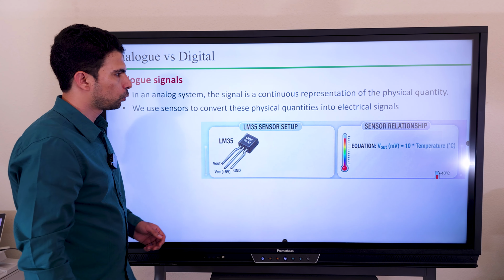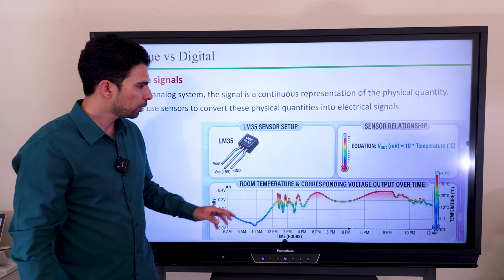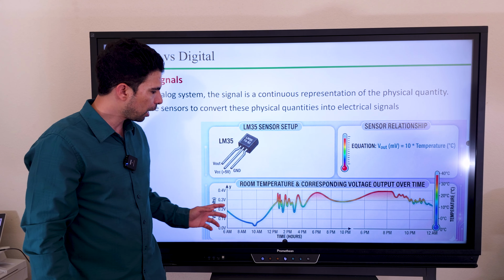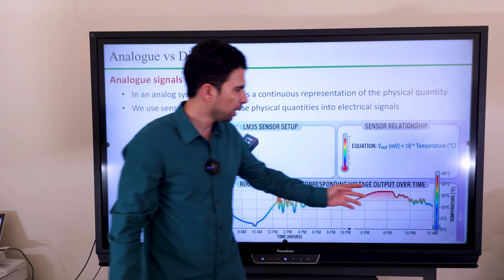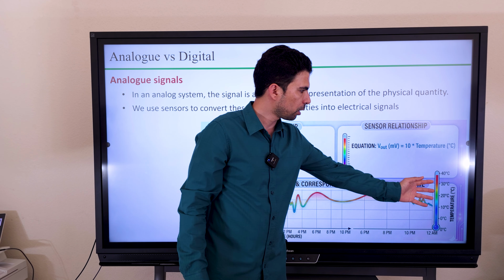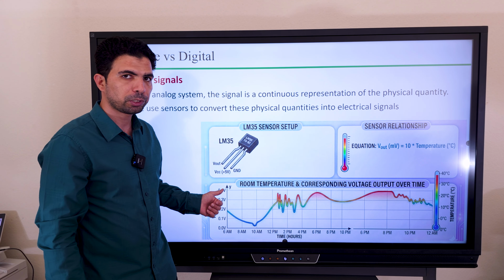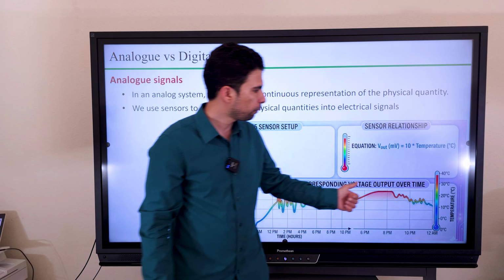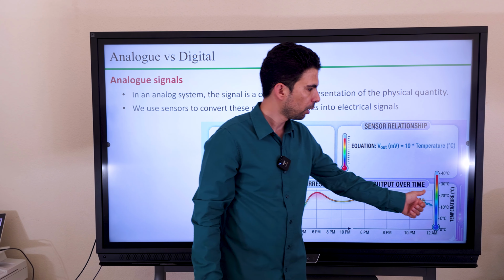But to understand this more, let's look at this graph. This graph represents the output voltage from the sensor. We have here the output voltage and we have here the temperature values. But the temperature values are not aligned with the voltage, because if you look at the maximum value here, 0.4, you will find that it is aligned with a value in between 20 and 30.